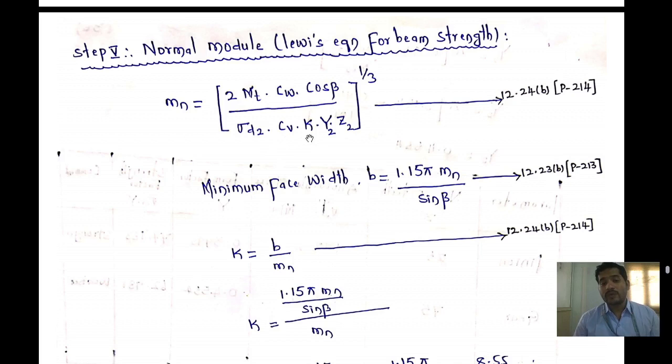sigma d2 into Cv into k into y2 into z2. For the minimum face width, we have the formula B is equal to 1.15 pi into Mn by sin beta. You have to refer to page number 213, equation 12.23, from the design handbook by Mahadevan. First of all, the K formula is there. K is equal to B by module. You have to refer to page number 214, equation 12.24b.